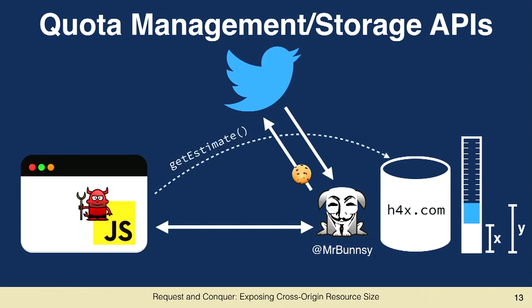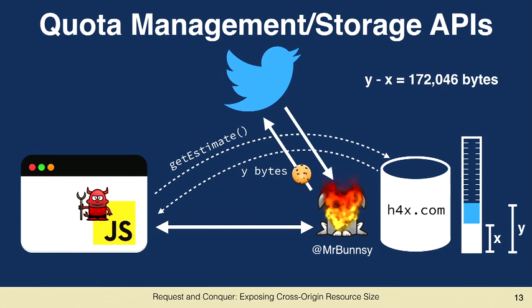So again, he can send the getEstimate request and get a response back. Well, that all happens in the browser. So then the attacker knows that there are Y bytes. So now he just needs to subtract X from Y, and again, get the exact amount of bytes.